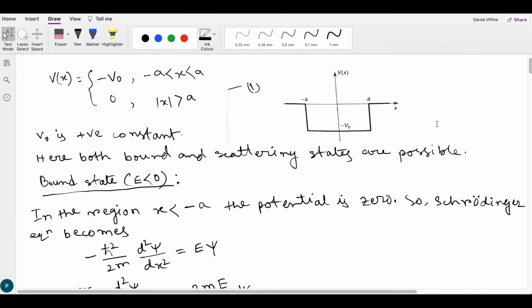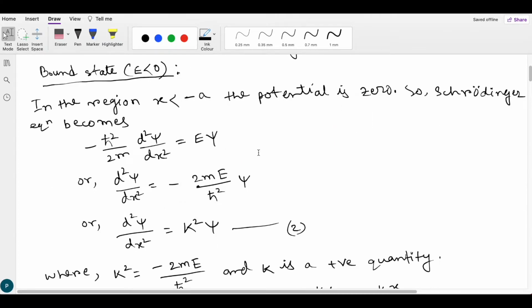Here both bound and scattering states are possible. We have already discussed bound and scattering states in great detail. So we know the bound state means the energy is less than 0 for most of the cases. Now let's discuss the bound state.